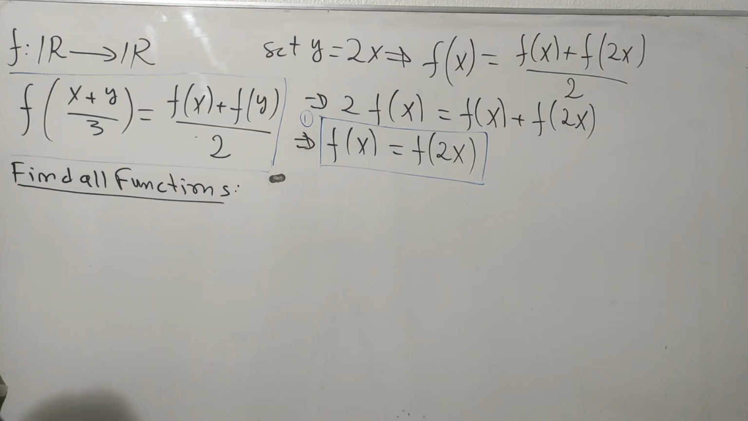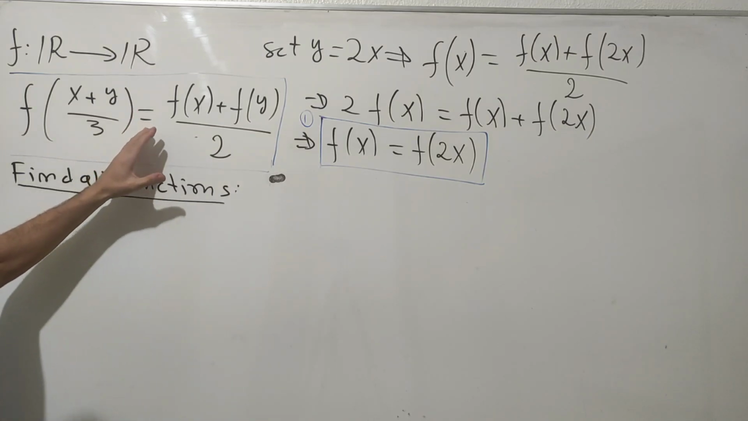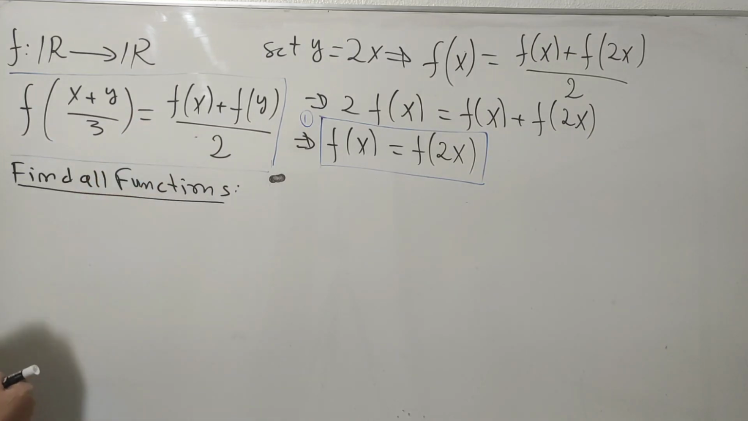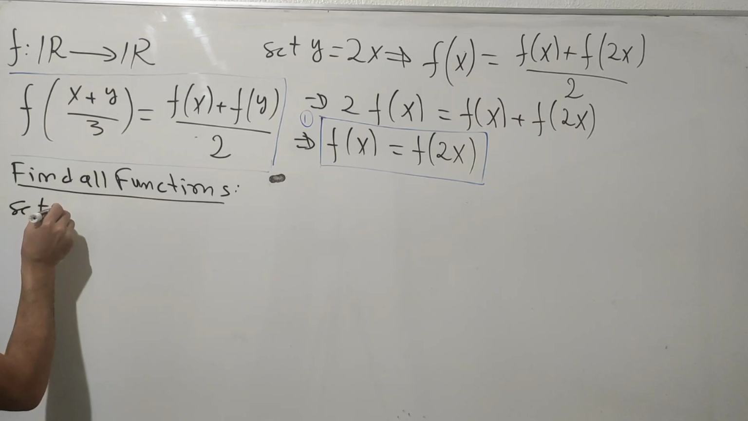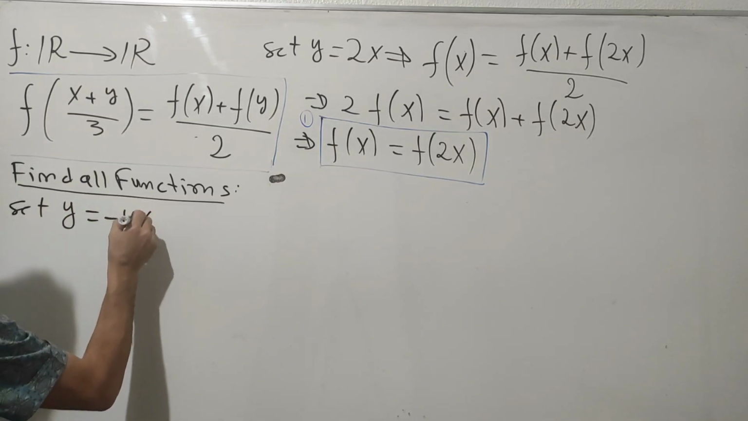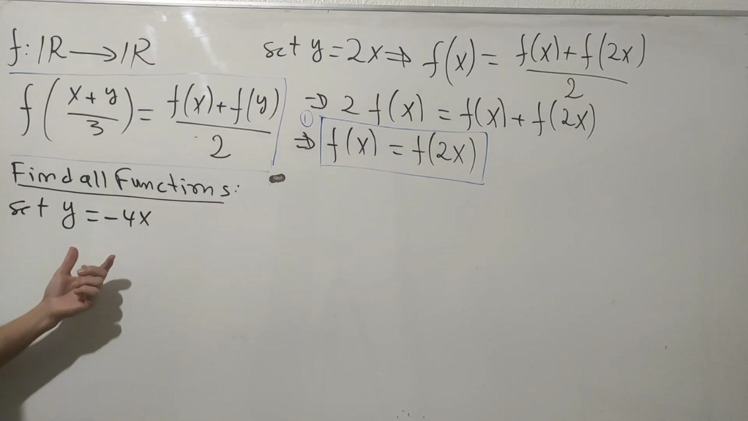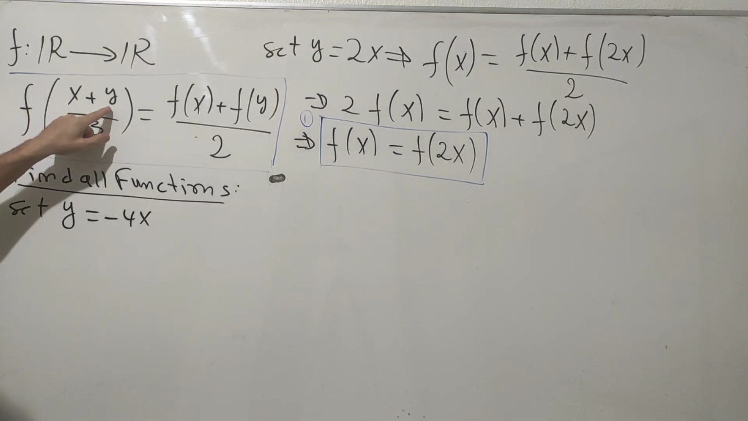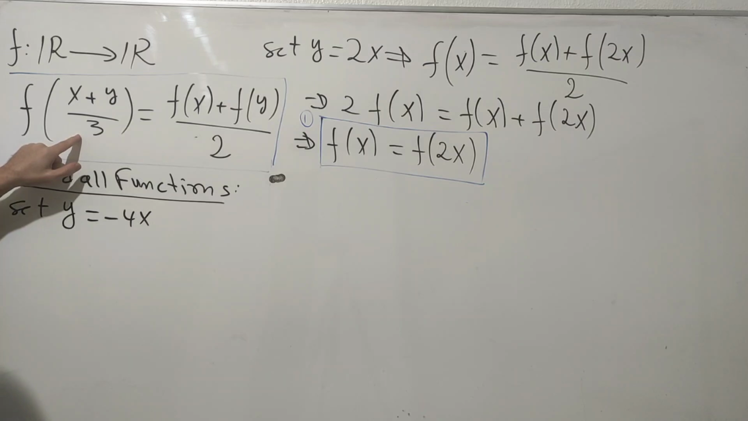Now let's move on to choose another substitution. Another appropriate substitution that will work here is to set y equals minus 4x. Why am I choosing this one? Because if I replace y with minus 4x, I get minus 4x plus x, which is minus 3x, and it will be cancelled out with this 3. I will be left with f of minus x, which is good.